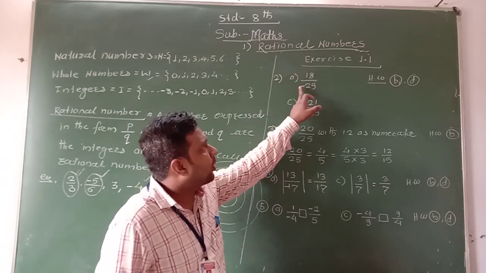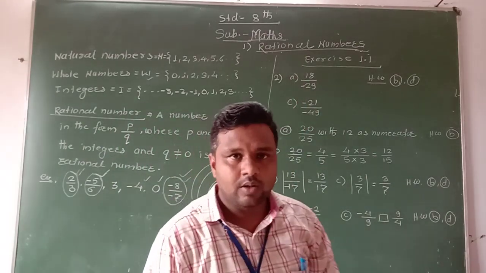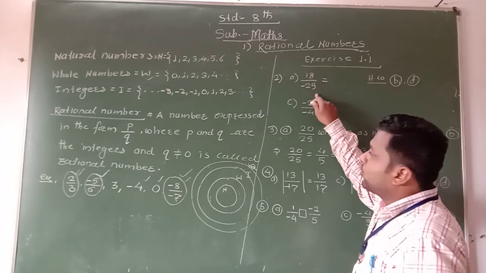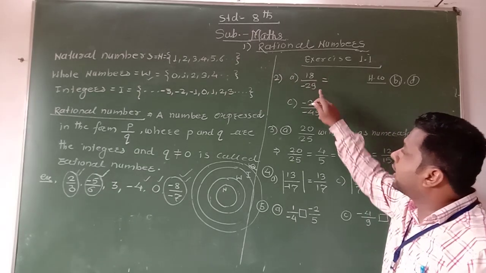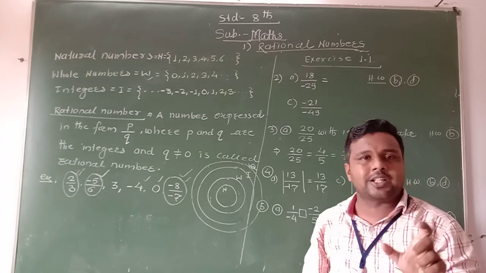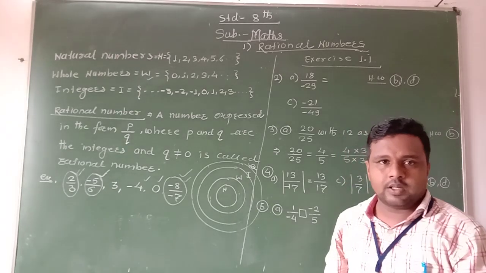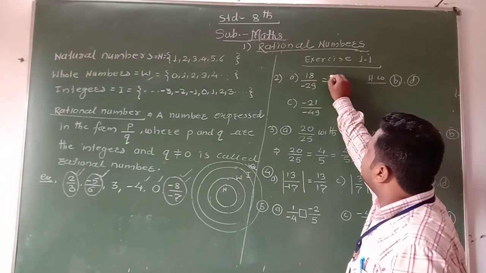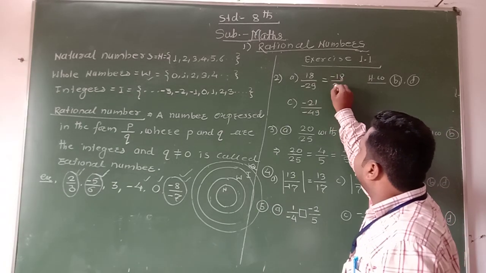Now here 18 upon minus 29 is given. We understand this rational number is in simplest form, there is no common factor, but the denominator of this rational number is negative. This is a negative rational number. So we can write this number as minus 18 upon 29.